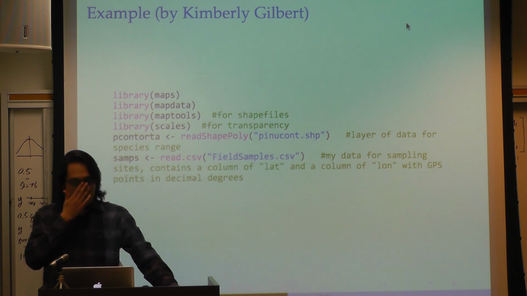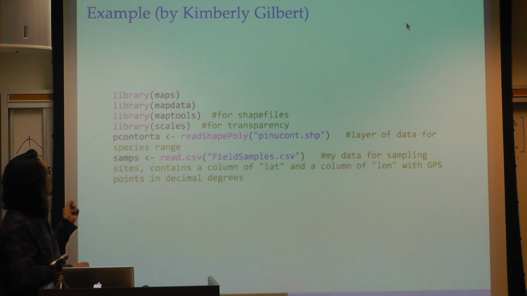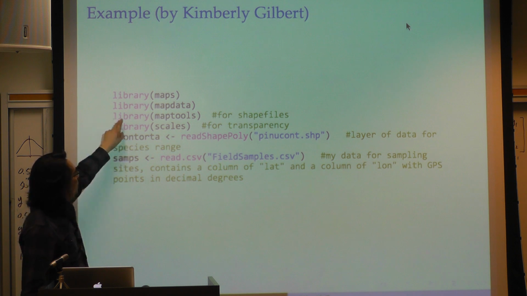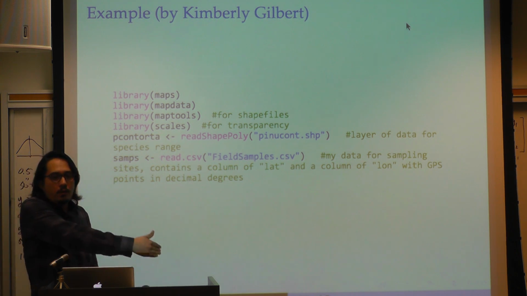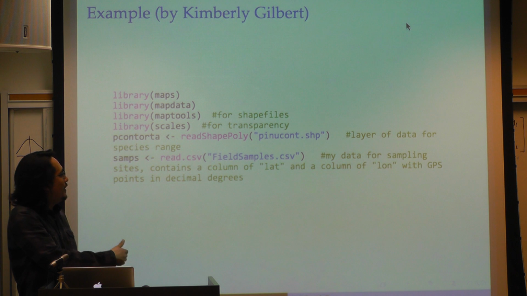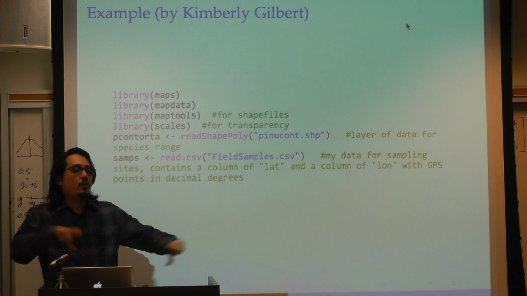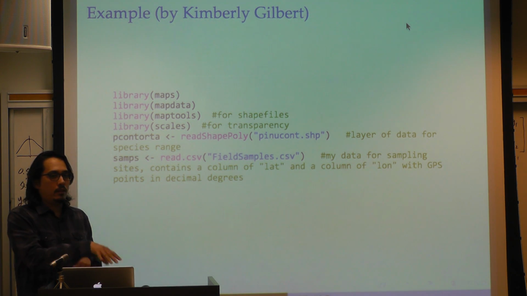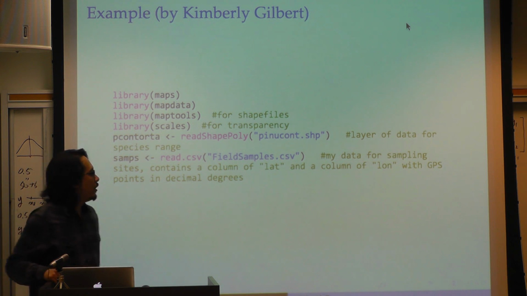So for example, in this map, they are using, again, the two libraries that I mentioned before, plus map tools. And they are gonna plot, I wish I had a more political science example, but in this case, they are gonna plot the natural range of pine, and then the location where they conducted the field work.